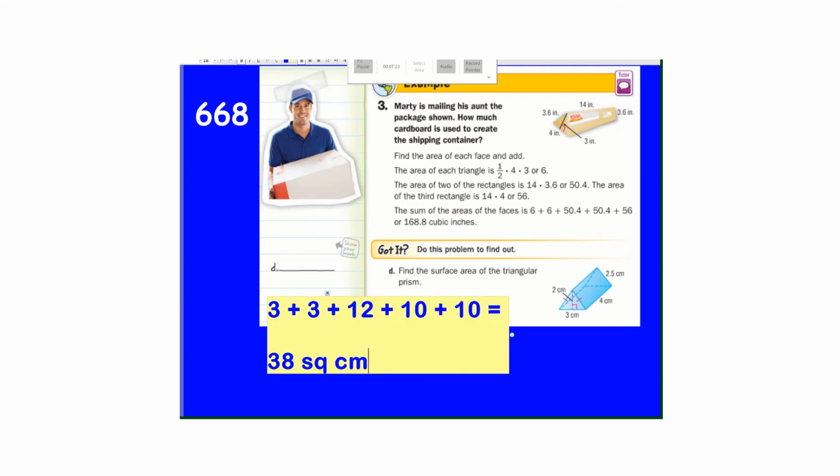Okay, the 2 triangles are 3 because it's half of 3 times 2, so half of 6. So I have 3 on one end and 3 on the other end. The bottom that it's sitting on is 4 times 3 is 12. Then the 2 sides are different, so hopefully you didn't make a mistake on these. It is 4 by 2.5. So 4 times 2.5 is 10. There's 2 of those rectangles. So you add those together and you get 38 square centimeters.